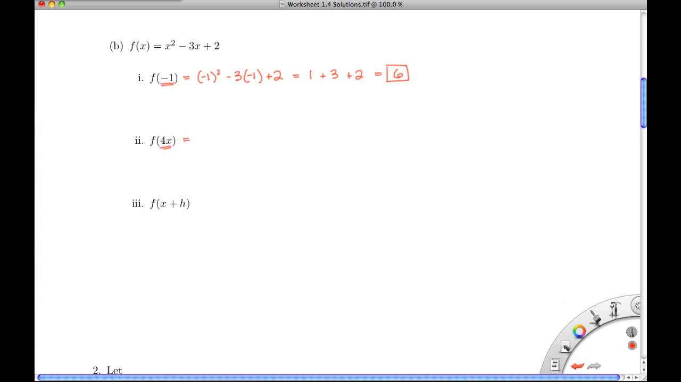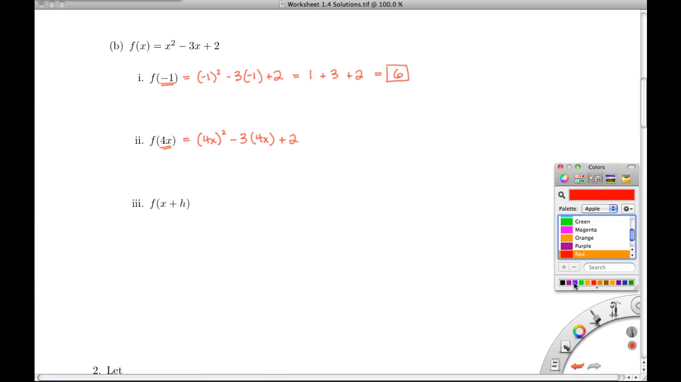Now our input is 4x, so we're going to put in the 4x. We're going to square that, minus 3. And don't forget to put this anywhere that you see an x, because there's also an x with the 3. So that's going to be 4x plus 2.